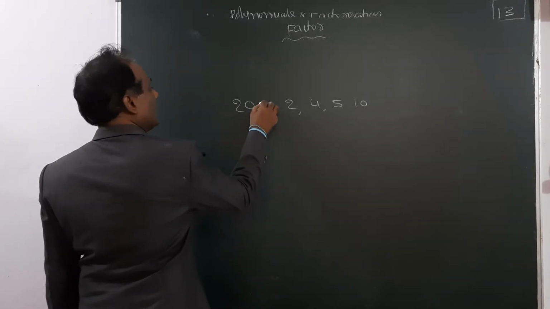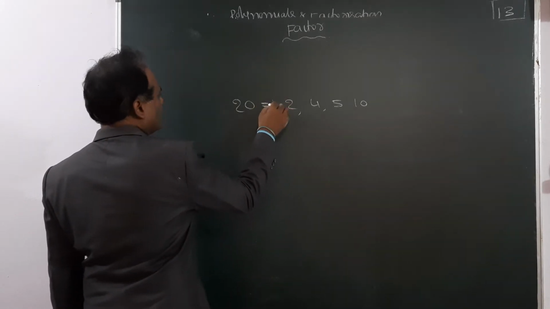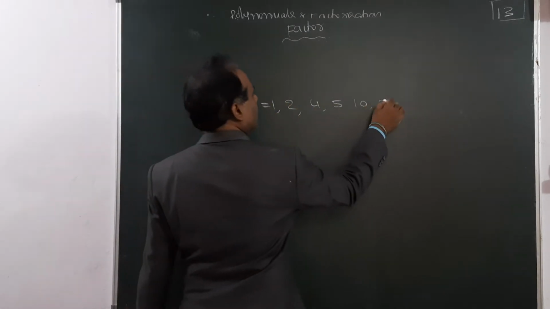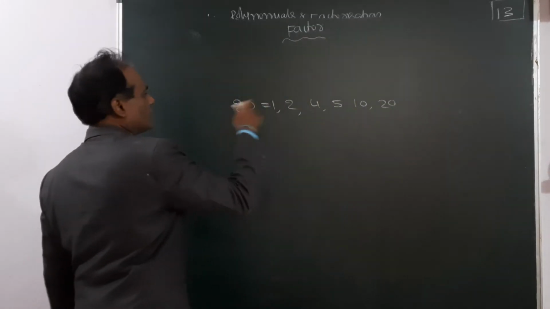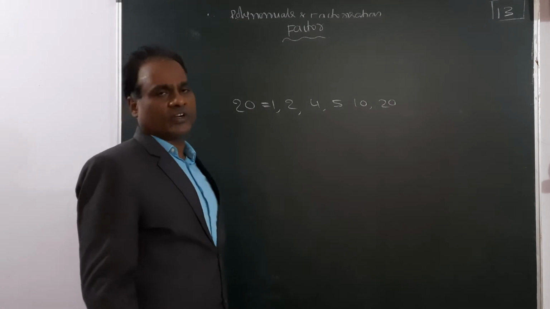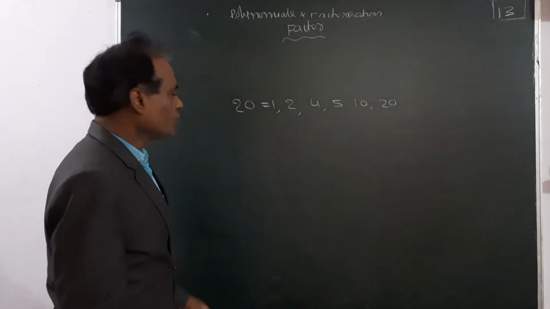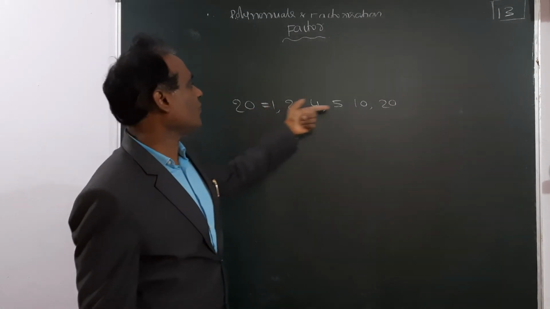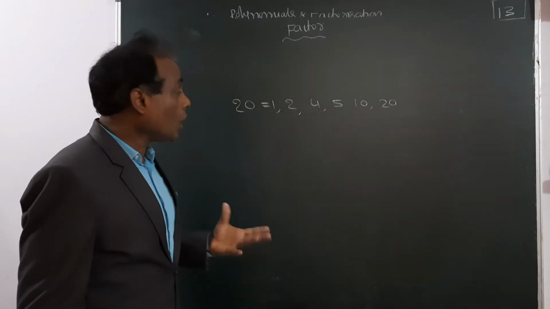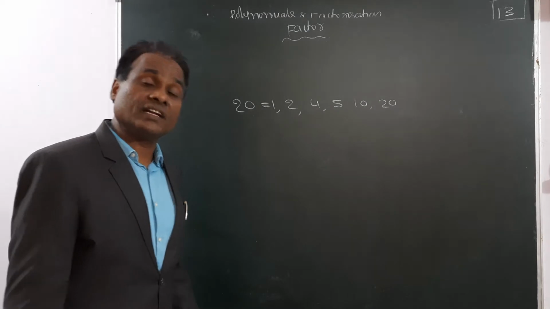Similarly, of course, 1 is a factor of every number, and a number is a factor of itself, because 20 1s are 20. 1 and that number will be common and the remaining you can find. So like this, if a number is given, we can find its factors. Now a polynomial is given, how to find its factors?